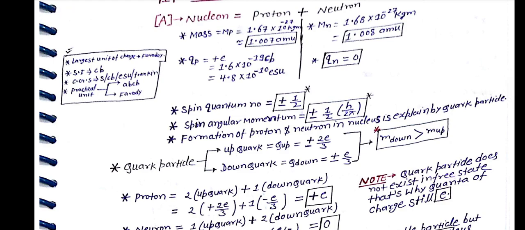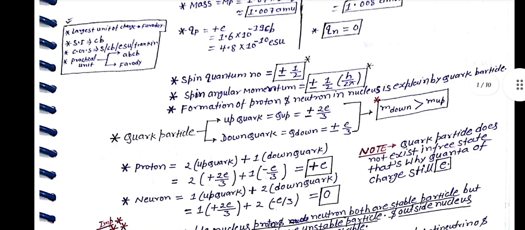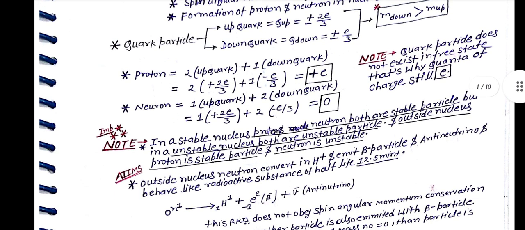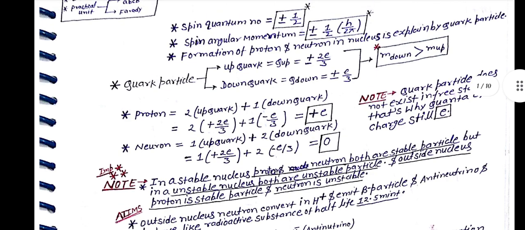And another important formula, the spin quantum number, is plus or minus 1 by 2. And spin angular momentum is plus or minus 1 by 2 into h by 2 pi. And some other formulas are there, like the quark particle: up quark Q up is equal to plus 2e by 3, down quark Q down is equal to minus e by 3.